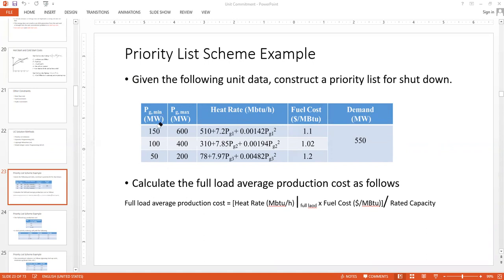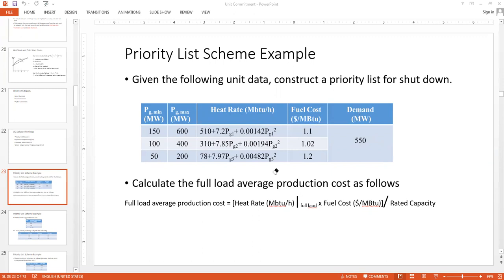For each of the units, we have the maximum limit as well as the minimum limit. In the first column we have the minimum limits, and in the second column the maximum limits. Then you have the heat rate in millions of BTU, that is British thermal unit, per hour. All the heat rates are given in quadratic form, so these are nonlinear functions of the individual generations of each unit. The fuel costs are given in dollars per million BTU, and the demand is constant at 550 megawatts.